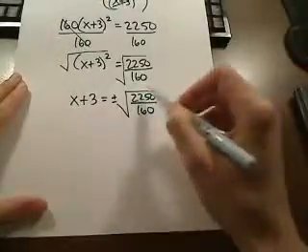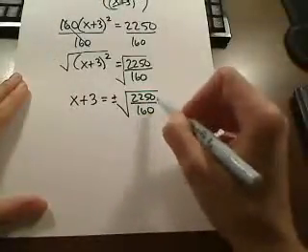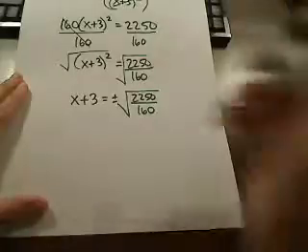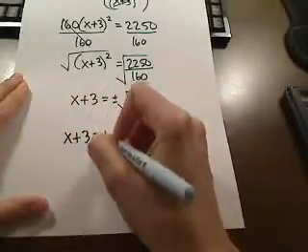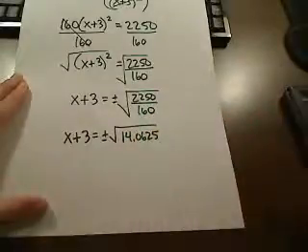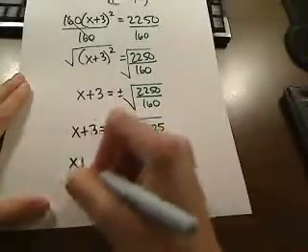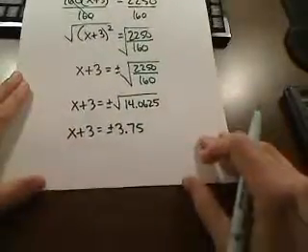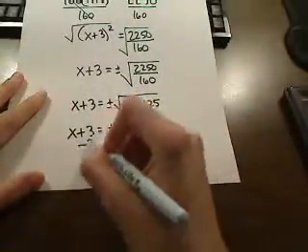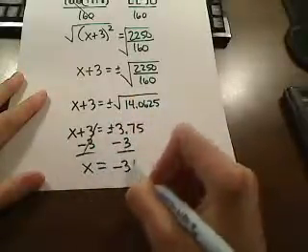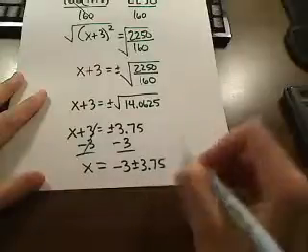Now, let's go ahead and plug this into our calculator. So plug in 2250 divided by 160, and you're going to get 14.0625, and then we're going to want to take the square root of that. Okay, so if I take the square root of that number, you actually get 3.75. All right, and if we continue to solve for x here and subtract 3, then we're looking at x is negative 3 plus or minus 3.75.